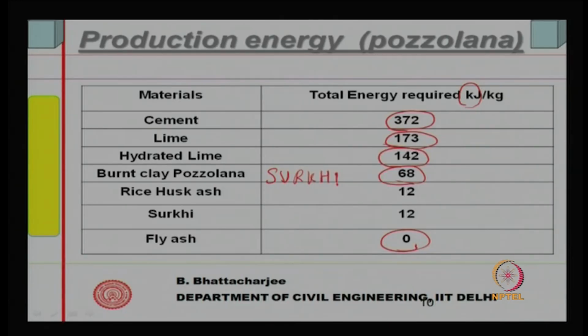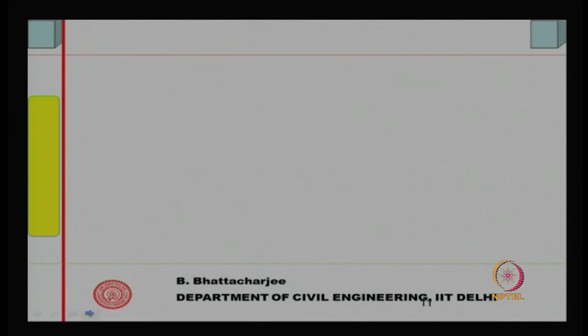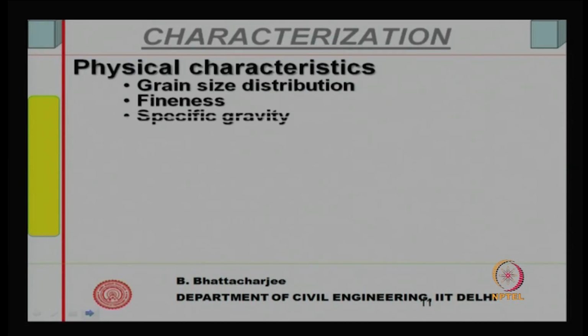This one also has some energy required to produce. Rice husk has about 12 kg, and surki is already shown here, 12. So, they need much less, actually. So, the least energy is consumed in the production of fly ash. Cement of course uses the maximum. Granulated blast furnace slag has a somewhat higher value, and silica fume of course will have slightly more than this. So, energy used is this.